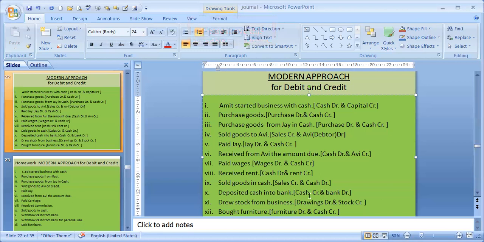Deposited cash into bank. Cash is reducing from the business. Actually, cash is going to the bank. Deposited cash into bank. Cash is reducing from your cash box. So your cash is reducing, asset reducing is credit. And bank balance is increasing. Bank is being an asset over here. Bank balance is increasing. So asset increases, debit.